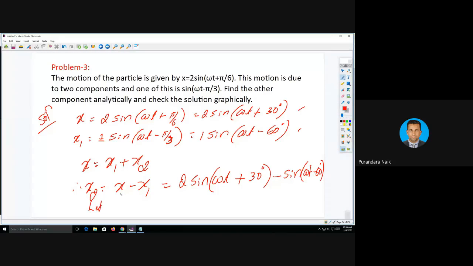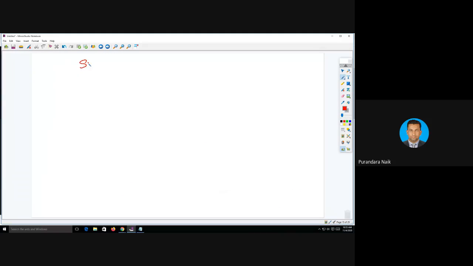Let x2 is equal to a2 into sine omega t plus theta. Let us consider x2. What is the value of x2? x2 is equal to a2 sine omega t plus theta. We need to find out the value of theta and a2. Correct? This is equation number 1. This is equation number 2. Substitute equation number 2 in 1. Please copy this.